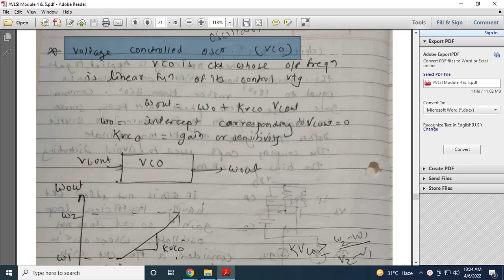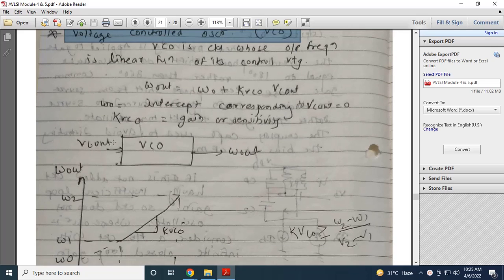Voltage controlled oscillator. By controlling the voltage, we can change the frequency of the oscillation; that is a voltage controlled oscillator. Voltage will control the frequency of the output signal. By controlling this voltage, we will control the frequency of the output signal.